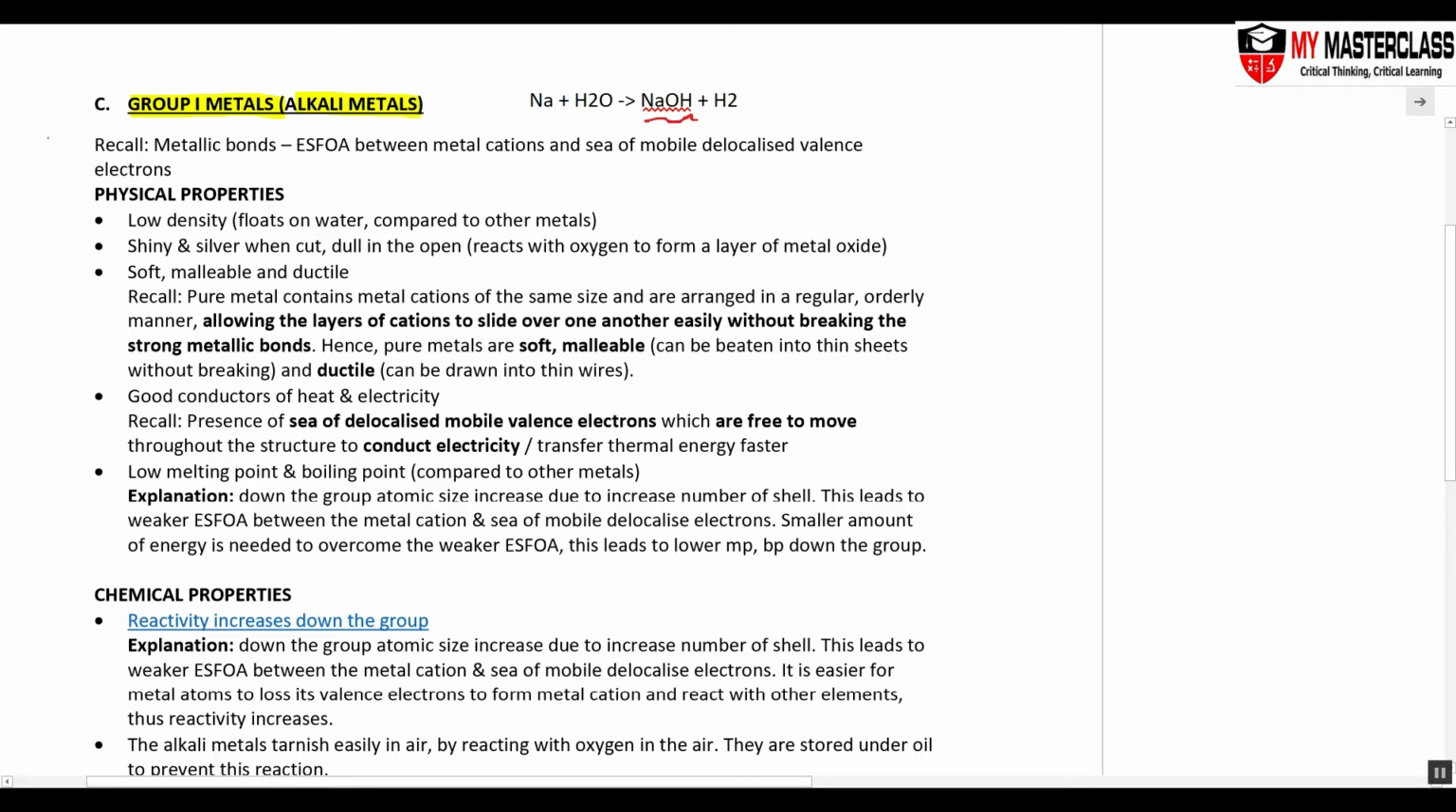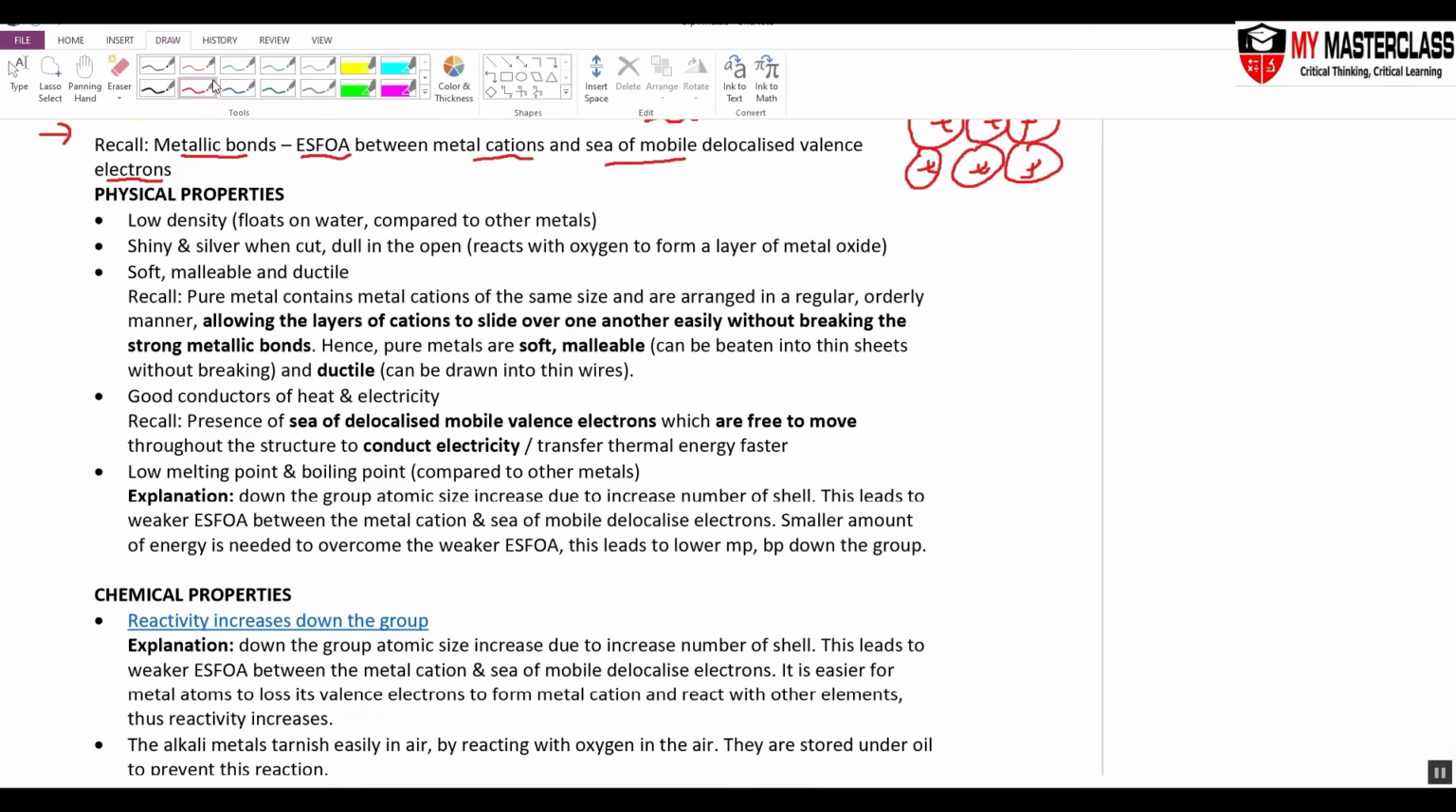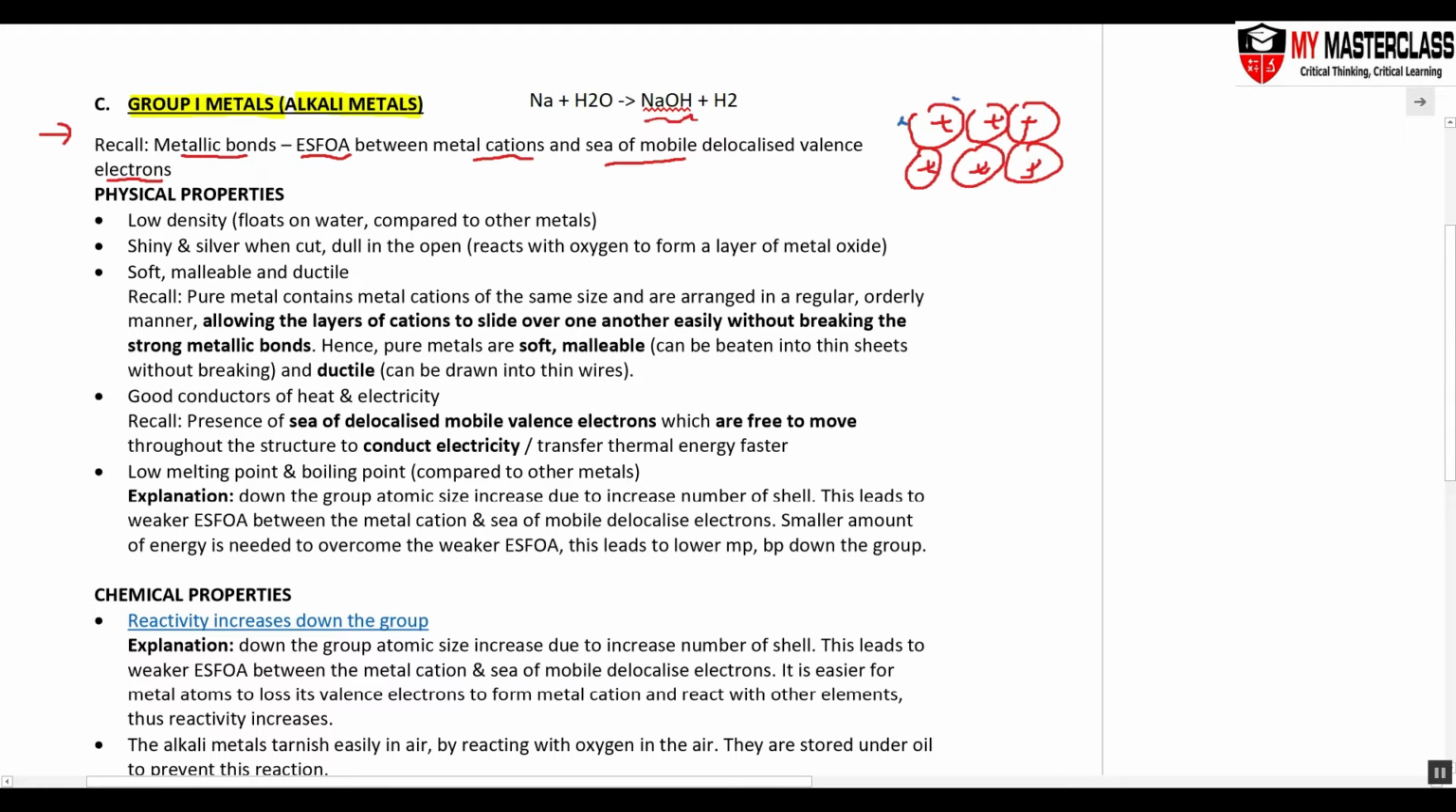Okay, first part, we are to recall your metallic bonding. This is the electrostatic force of attraction between the cations and the sea of delocalized valence electrons. So I have cations here, cations, cations, right? And then the electrons are delocalized. So the electrons could be here, it's all moving around the whole structure, and that's my metallic bonding.